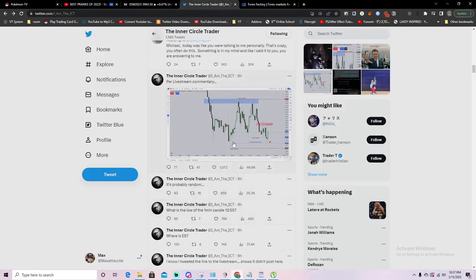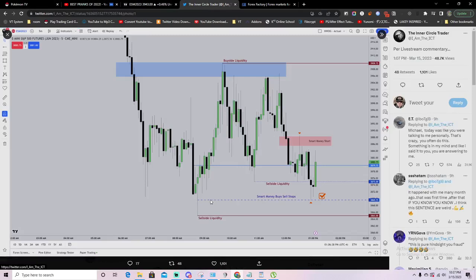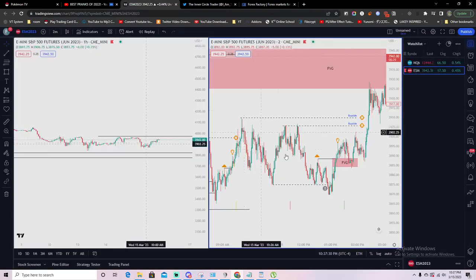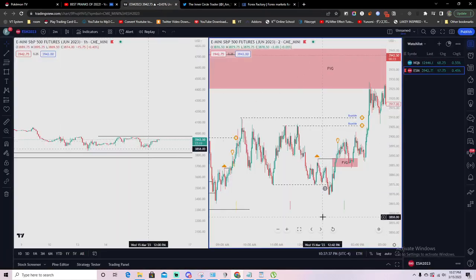What's the low? It's probably random. Let's see how we had it marked. Okay, where's the 12:55 low? Yep, literally. Look, sell side liquidity, and then you see smart money short. It's so awesome to see it. So look, the level I marked here, that feels so great to see. Look, that's the level right there. He said he sees the same thing.